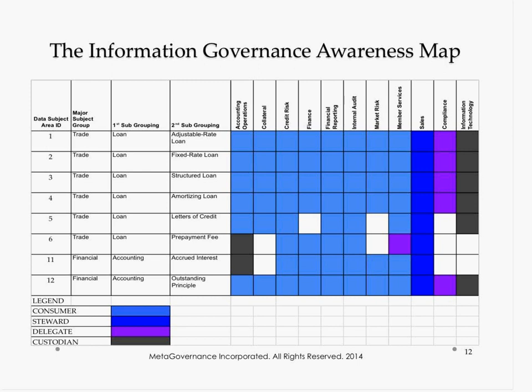Information governance, it's important to standardize subject areas of data, all these classes of data. A recent bank that I was working at had 20,000 discrete pieces of data because of synonyms in the systems and the spreadsheets. That goes down to 150 plus classes of data. So this is done at the class level. And you can see, as an example, trade loan, adjustable rate loans.